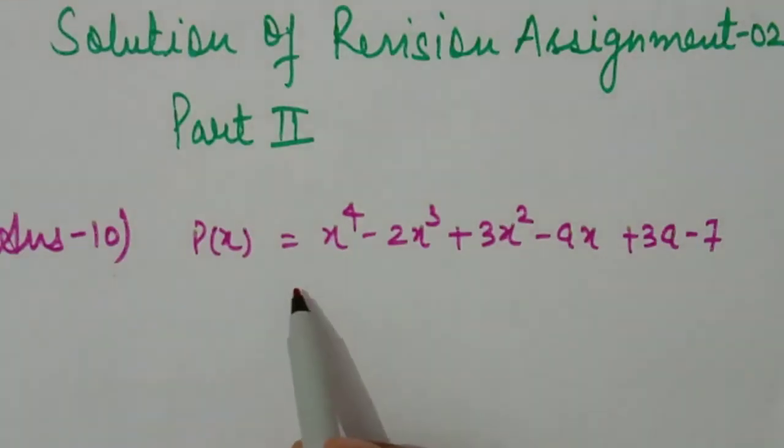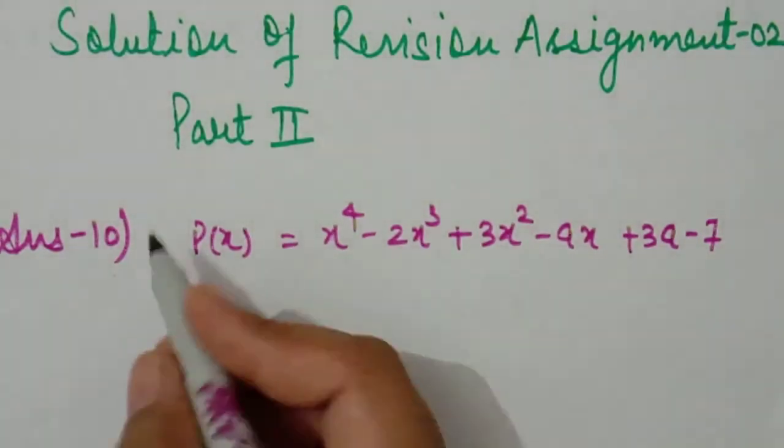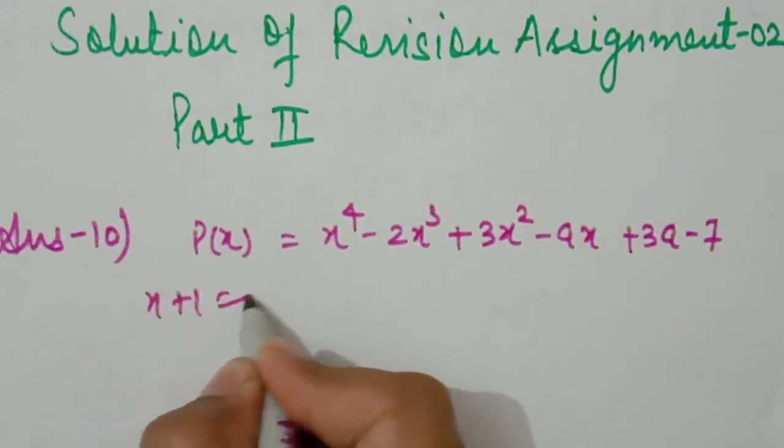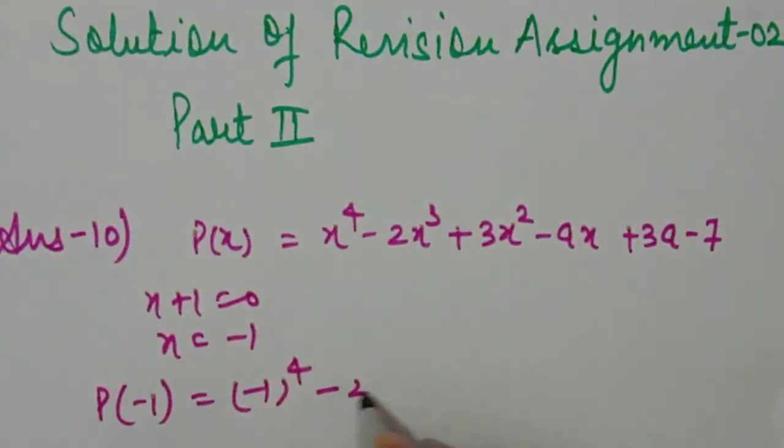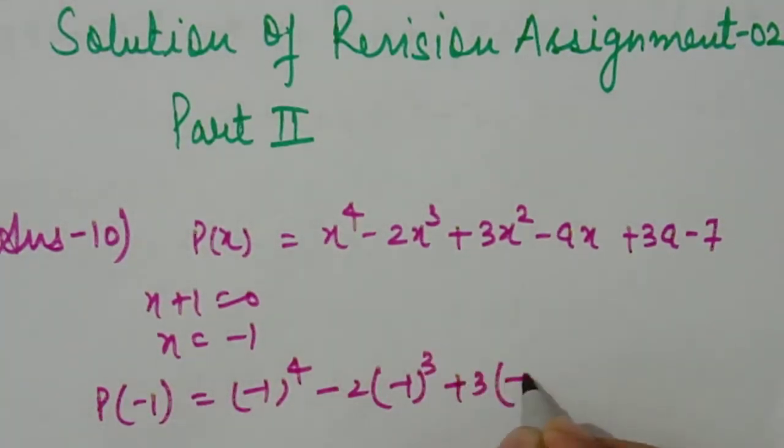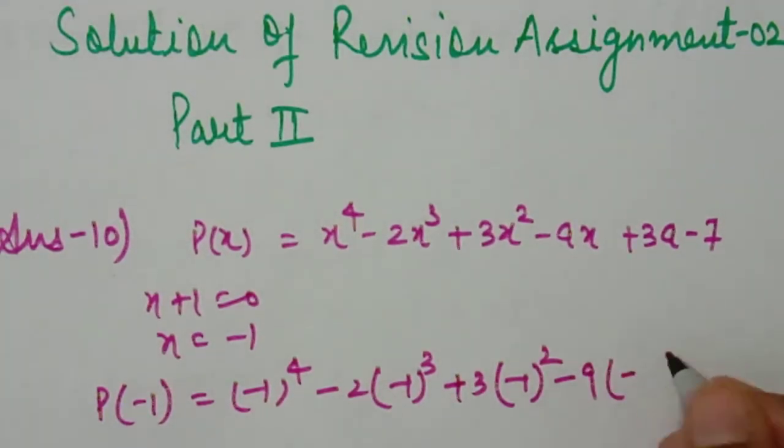So students, this is your given polynomial. We have to divide it by x plus 1. So definitely x plus 1 is equal to 0, so the value of the variable is minus 1. We will replace the variable with minus 1: minus 1 whole cube, then minus 1 squared, minus 9, minus a, minus 1, plus 3a, minus 7.